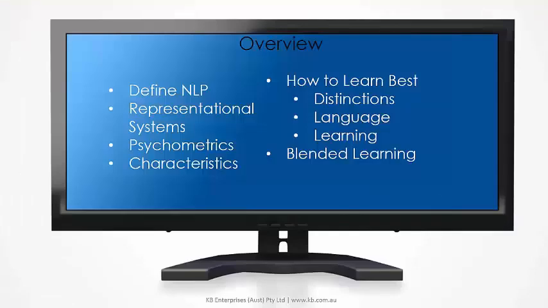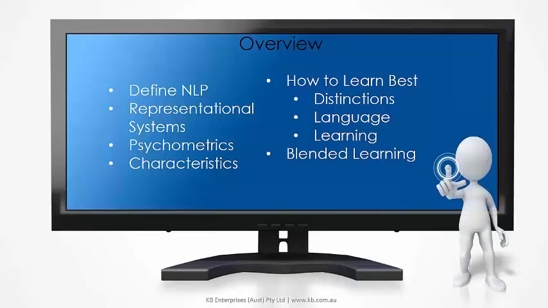Just by way of introduction, what I want to do first of all is define NLP if you're not familiar with that terminology. I'll also introduce you to the concept of what is called representational systems. Now that's NLP language, but what it means is how we perceive the world, like our looking at it externally, and then how we inwardly take that information and then represent our experiences to others.